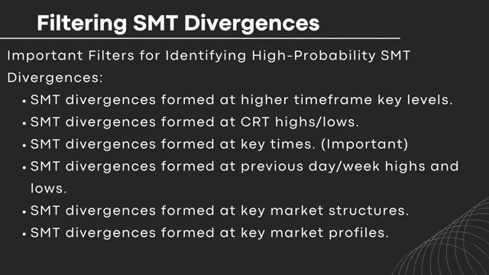The third main important point is SMT, right? Divergence is formed at key times, right? Now we know that time is important in price. We must match key levels with SMT divergence, but also at the same time, you have to look for high probability SMT formed at key times, right?